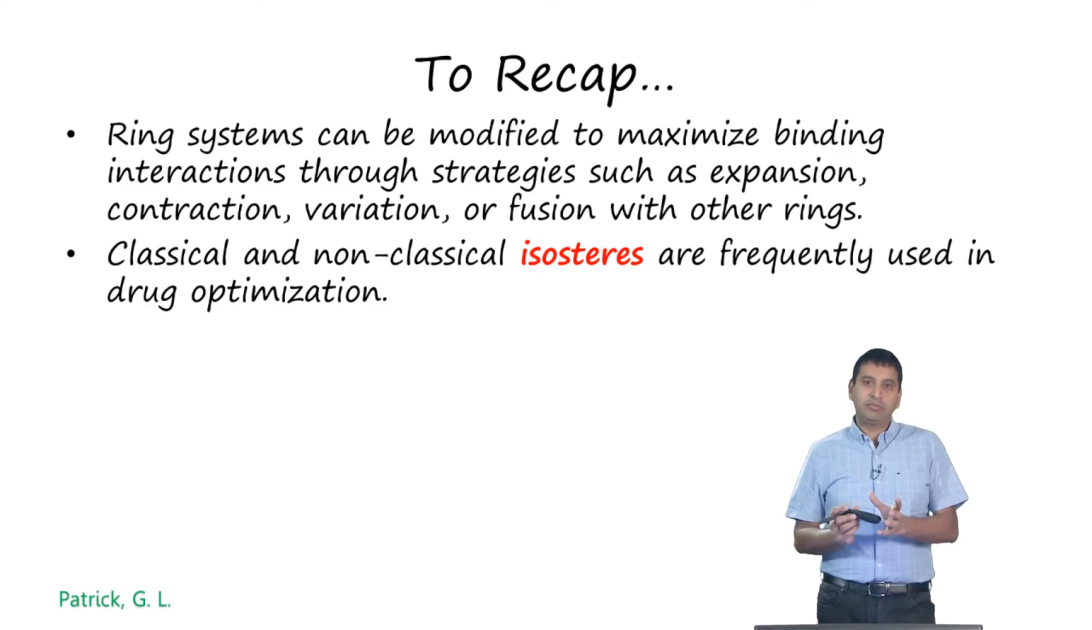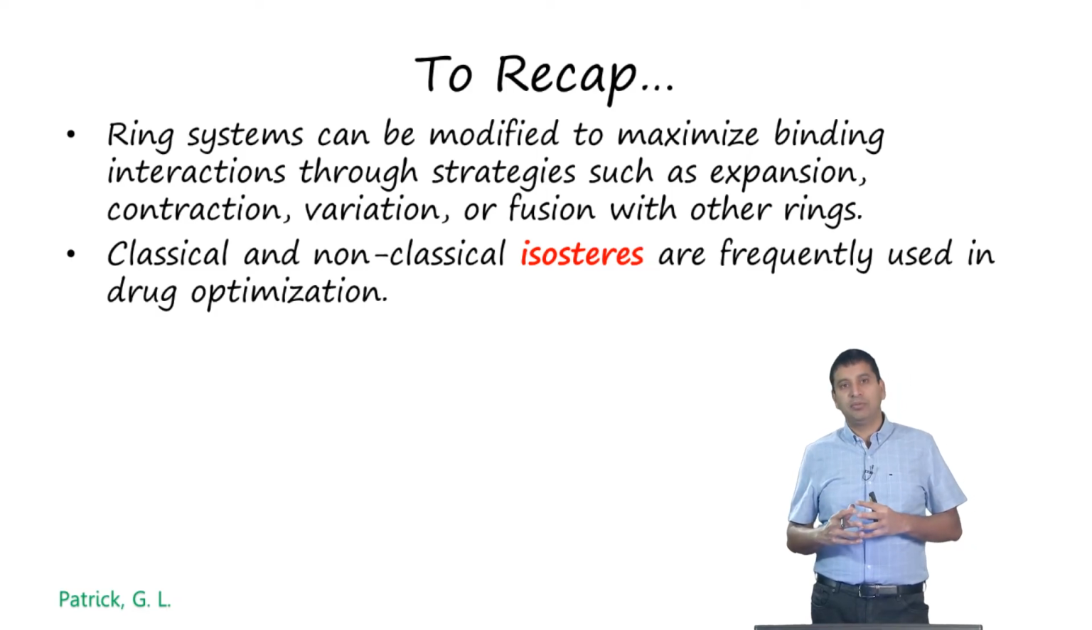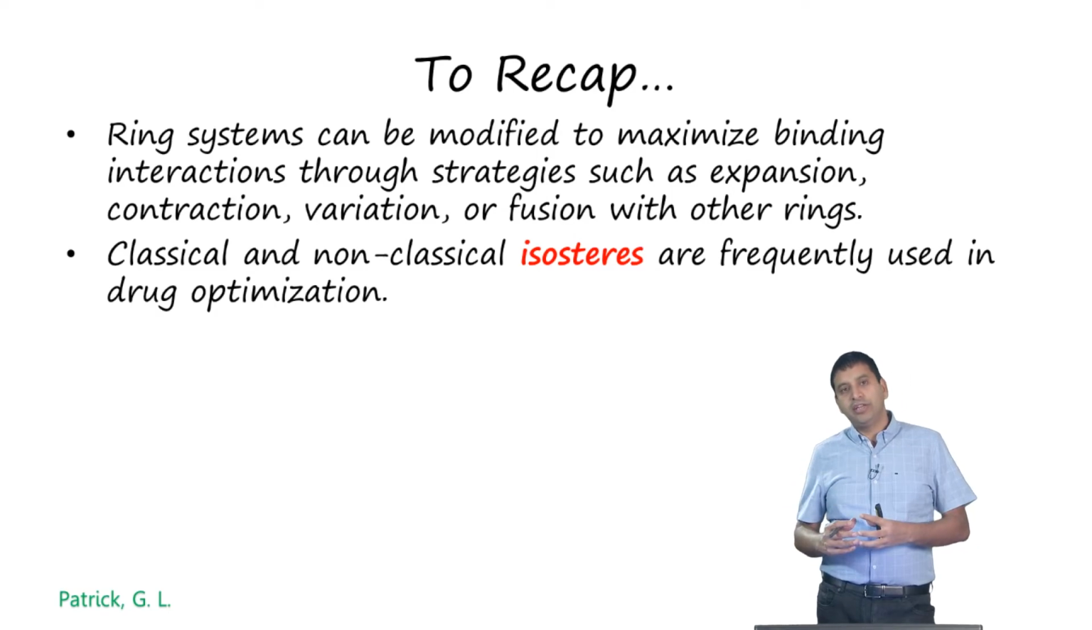So we can make a 6-membered ring a 7-membered ring. We looked at examples of those. We can convert a 6-membered ring to a 5-membered ring, for example. Or you can also vary the ring. So you can convert a completely alkyl or carbon-based ring system to somewhat of a heterocyclic ring system. Or you can also fuse it with other rings.